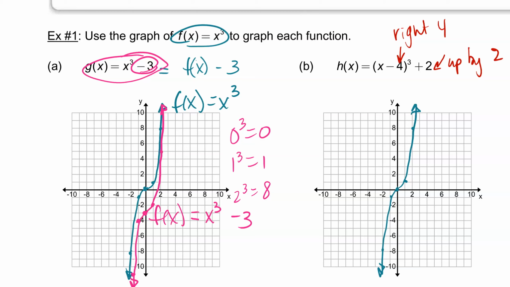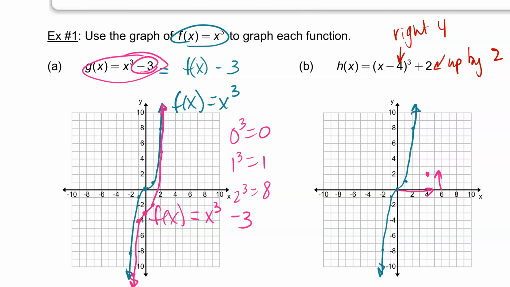So my parent function is f of x, right? My parent function is the cube, x cubed. My transformation is this h of x, right? It's another function, but it's going to be a translation of x cubed. Every single point is to the right by 4, up by 2. So I'll first start at 0, 0. I go to the right by 4, so I go to x equals 4. And I have to go up by 2. So notice my 0, 0 is shifted to the right by 4 and up by 2.